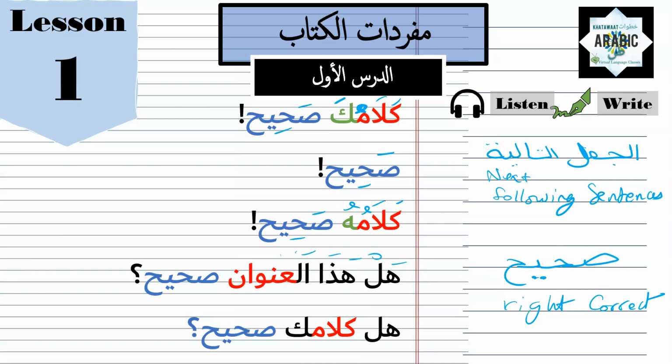هل هذا العنوان صحيح? Is this address correct? And we're using this as هذا masculine because عنوان is masculine. And then we're using the masculine form of correct. صحيح. Let's say I want to use جمل, sentences. جمل is plural and it's non-human plurals. We will cover that in lesson 2.